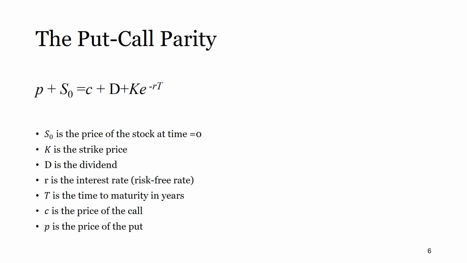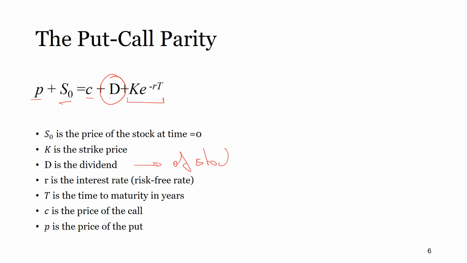Now, this is the formula of the put-call parity, and you can see straight away that it is related to the Black-Scholes formulas, because you see some symbols that are common. So S0, K, R, and T are the ones we've seen previously, so I don't need to re-explain it. The only difference here is that we have D, and D is the dividend.